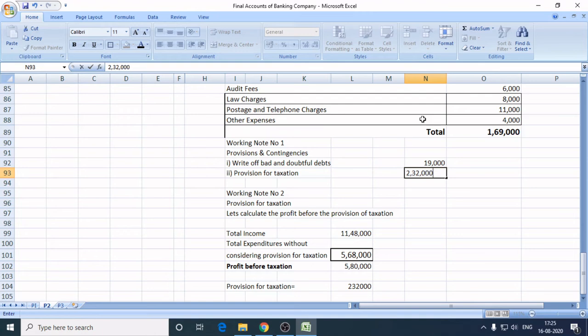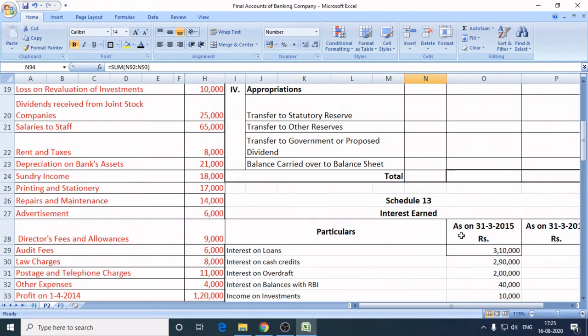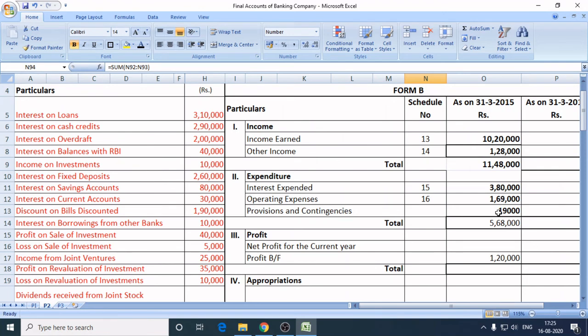2,32,000 here. Now we will be having the total here. Now make a total of these two figures. It is rupees 2,51,000. So simply carry forward this amount, 2,51,000, here in the format. Now the total of expenditure is 8 lakh rupees. It is the total of all the expenditure.